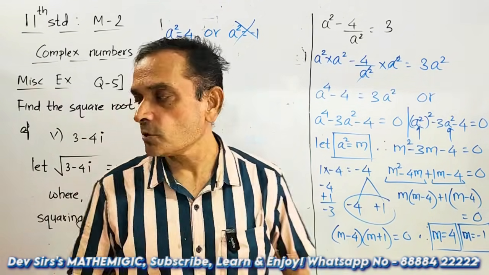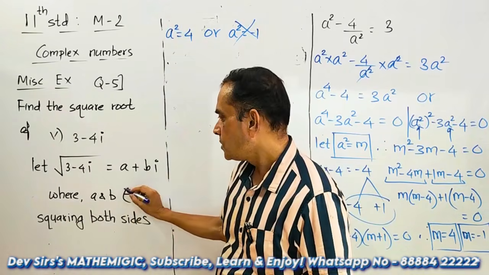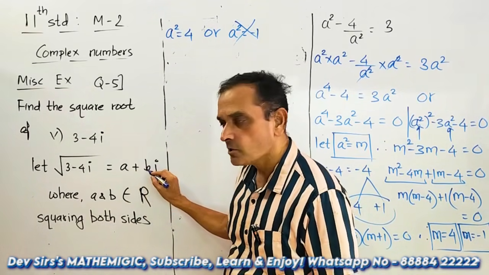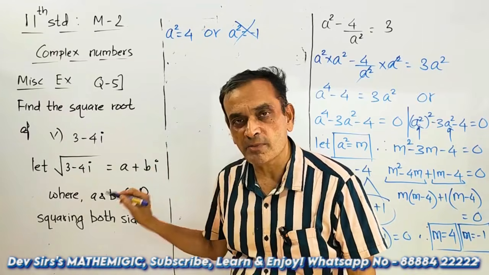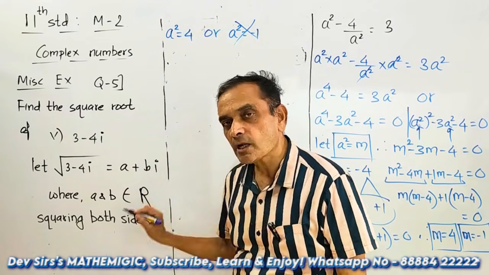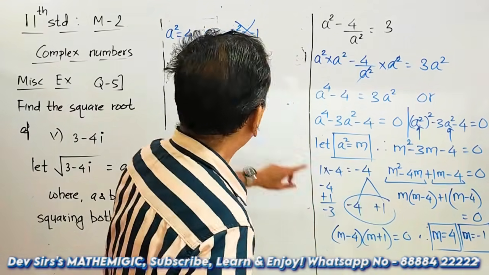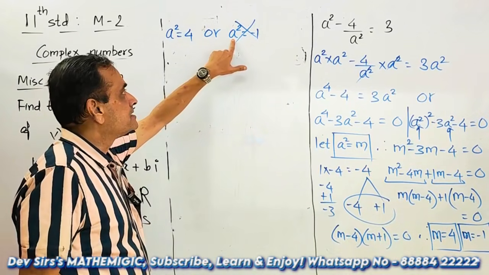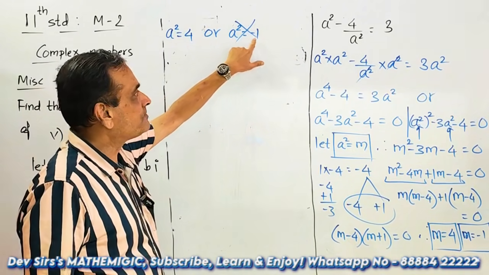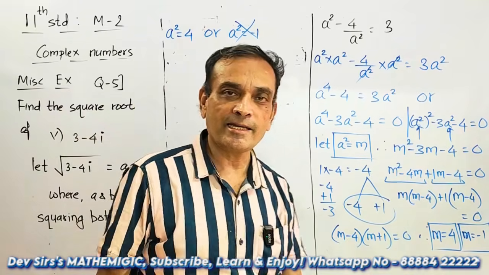हम लोग starting में ही बोले थे where a is a real number. A is a real number, B is also a real number, although this part is called as imaginary part. Actually both are real numbers, A and B. So I am getting square of a real number is minus, which is not possible, so neglect that.